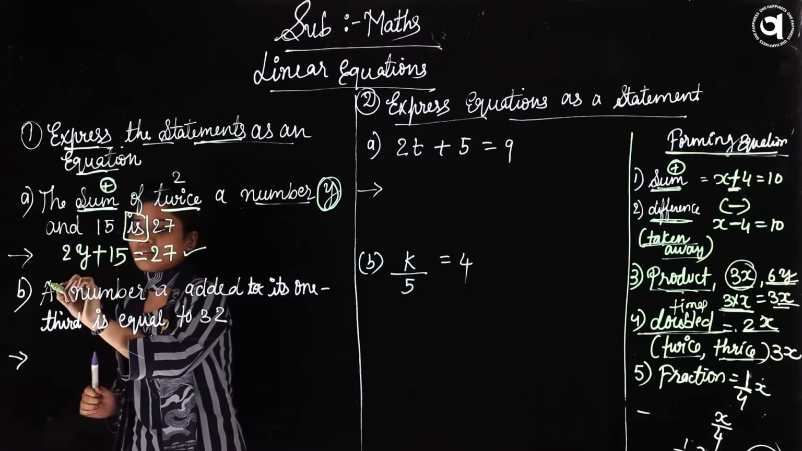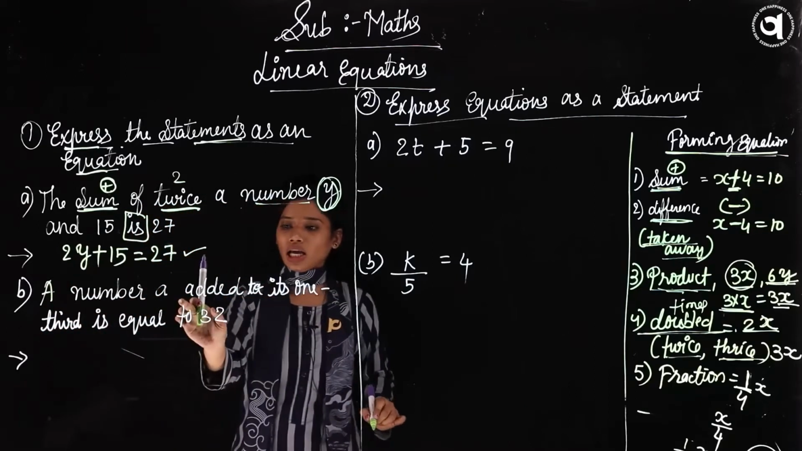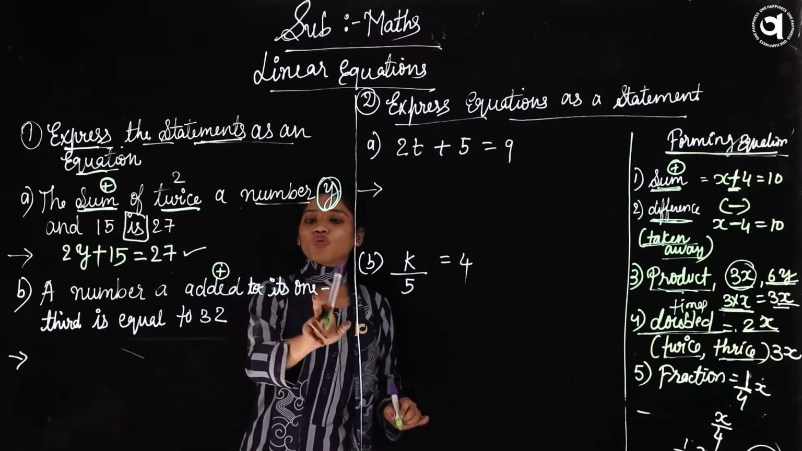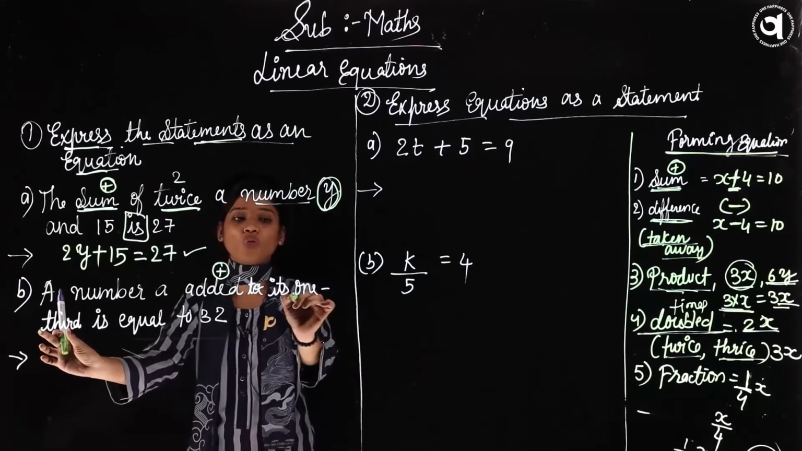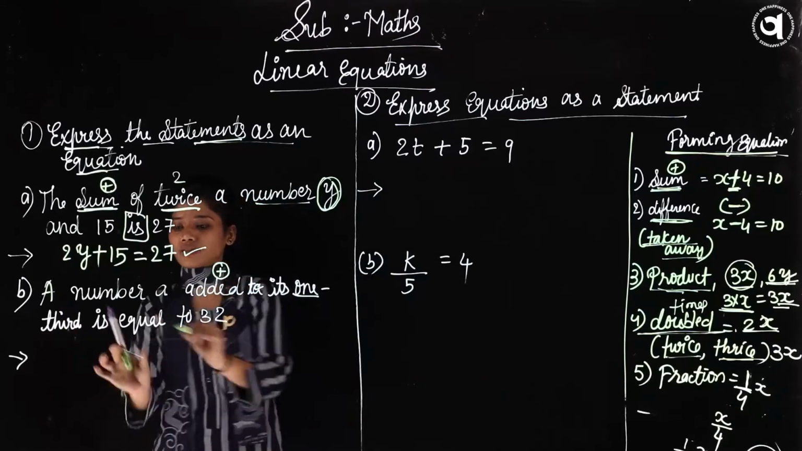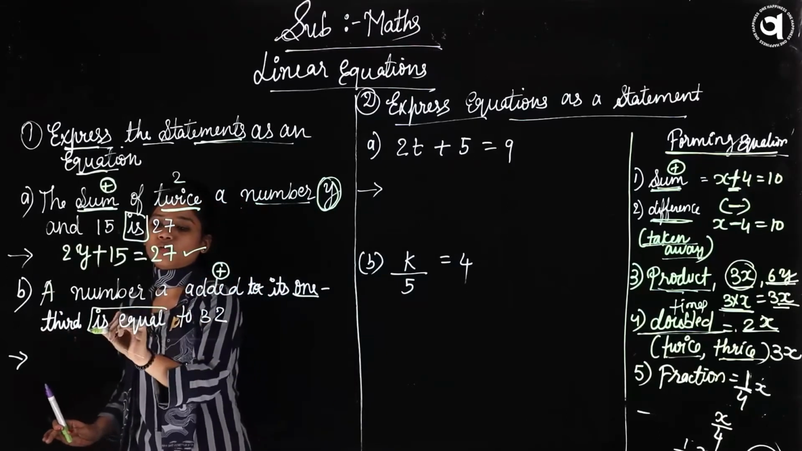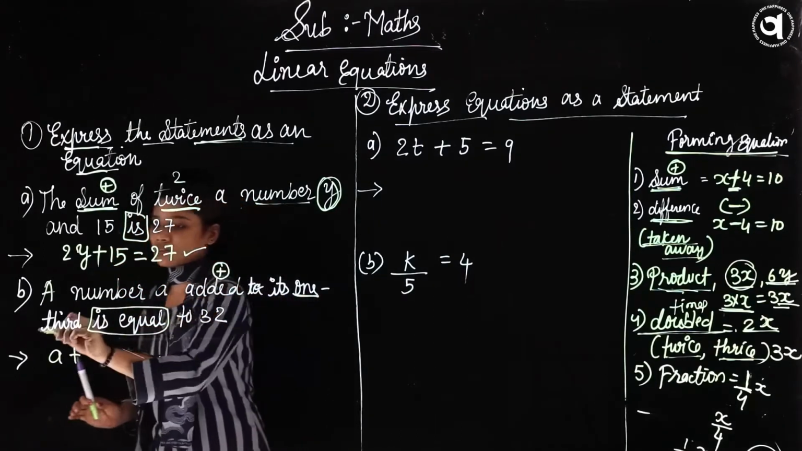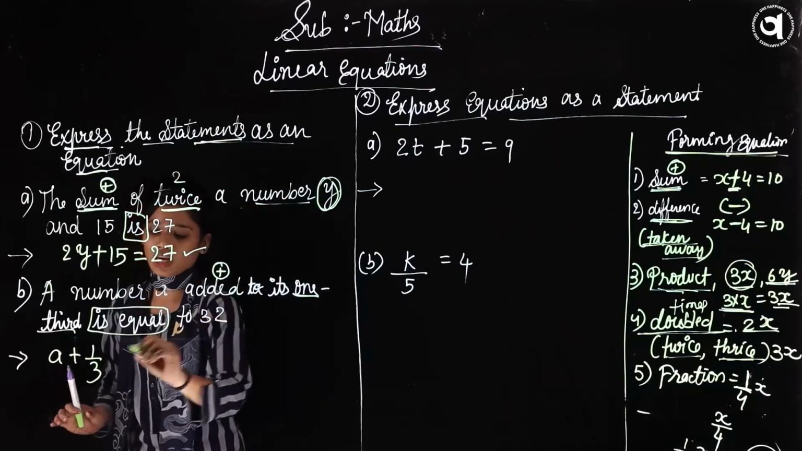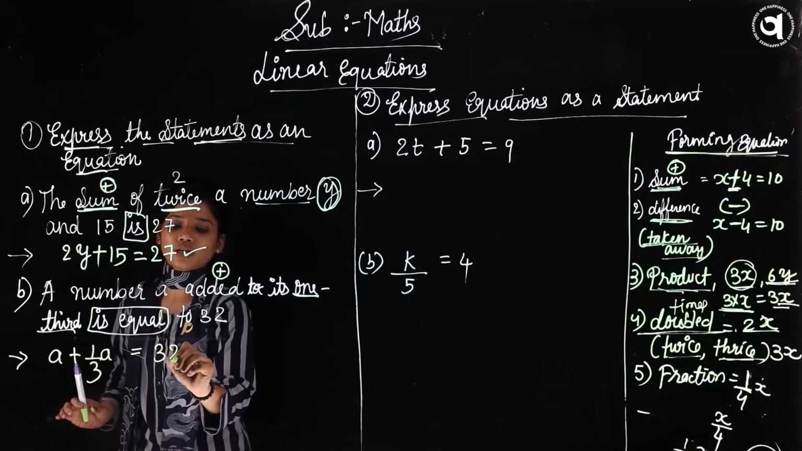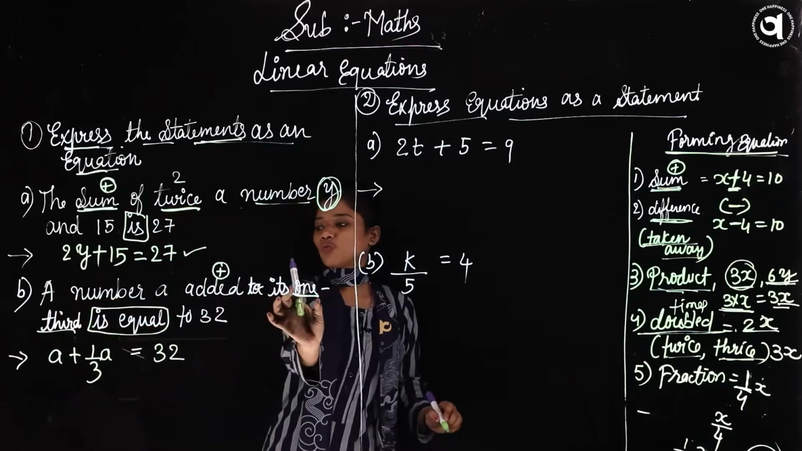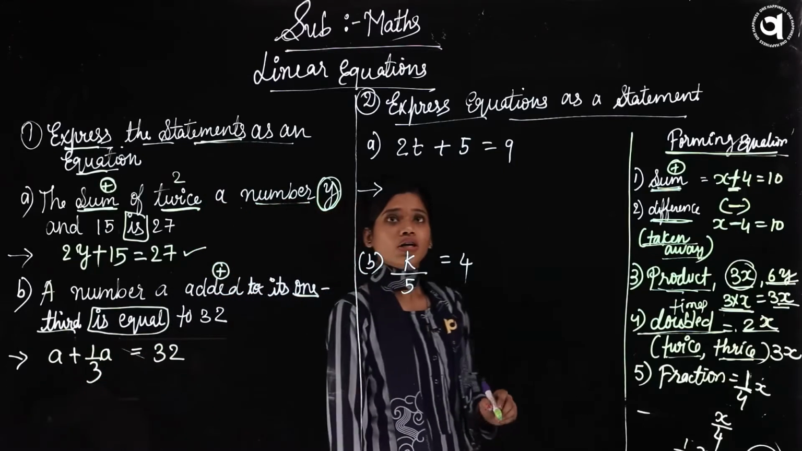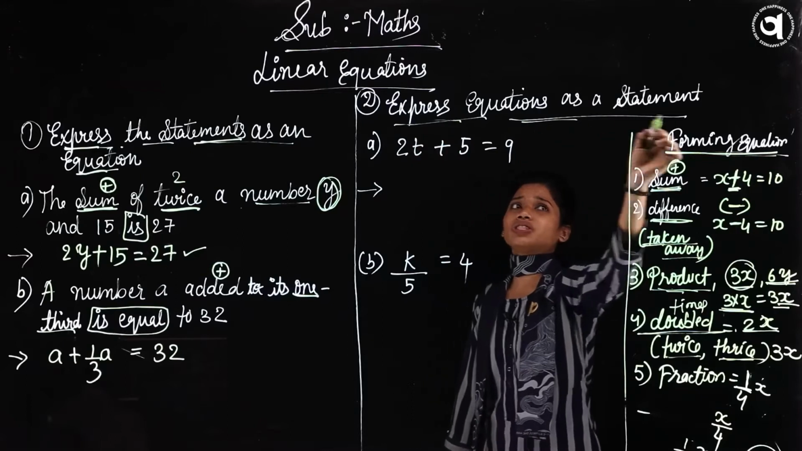Now the next question: I have taken a number a and added, you can see the word "added" is given in place of sum, that is the meaning of plus, to its 1/3, that is the fraction 1 upon 3, is equal to 32. So a added to 1/3 of the number is 32. So the equation is a plus 1 upon 3 a is equal to 32.